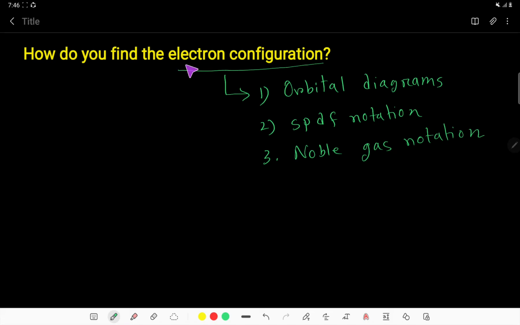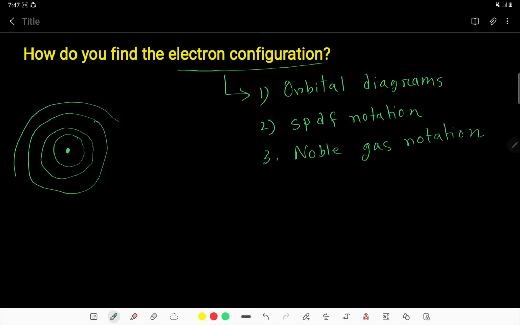So let me define the electron configuration. We know that this is the nucleus of an atom and this is the orbit, or energy level, of the atom. In the nucleus we have neutrons plus protons, but in the energy levels we have electrons. This is our first energy level, this is our second, this is our third, and this is our fourth energy level. Electrons stay in these energy levels.